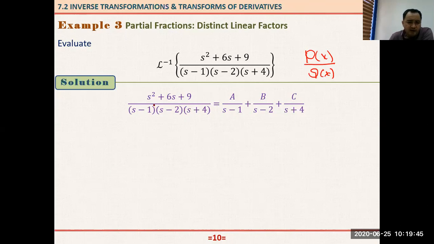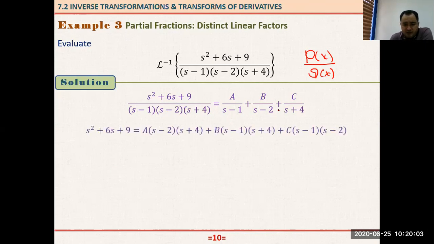For every value of s, the left-hand side is equal to the right-hand side. Since it is an identity, right, by just substituting some suitable value for s, I can determine the values of capital A and capital B and capital C, right? The first one, for example, if I bring the right-hand side into the same common denominator, what do we have here? A times s minus 2, s plus 4, plus B times s minus 1, s plus 4. Well, you know how to bring into the common denominator. C times s minus 1, s minus 2, right?